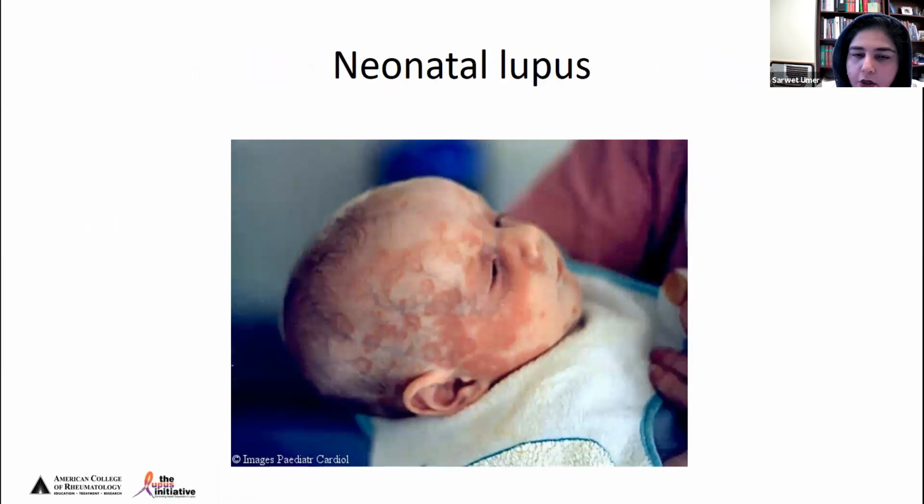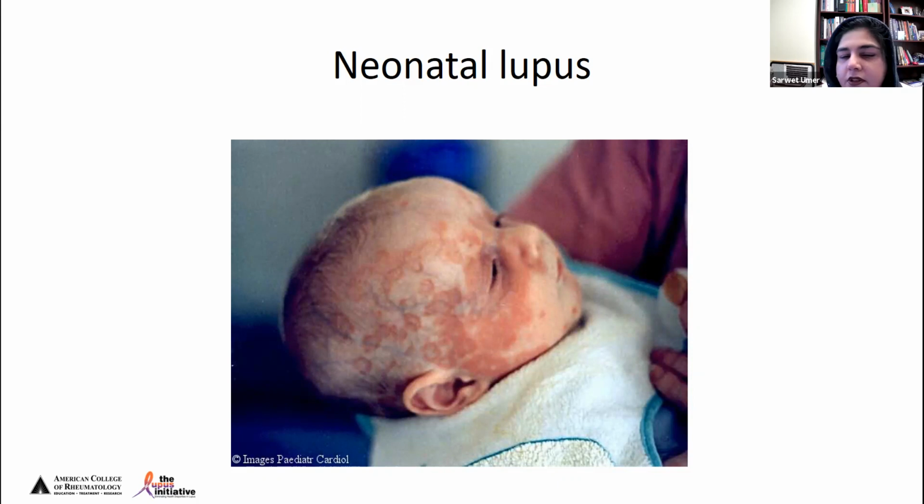This is the picture of neonatal lupus. This is a baby of a lupus patient. You can see how much rash the baby has on the face. This baby doesn't have lupus. It's a misnomer, neonatal lupus. Basically, the baby has transplacentally acquired maternal autoantibodies, and that's causing the rash on the face.